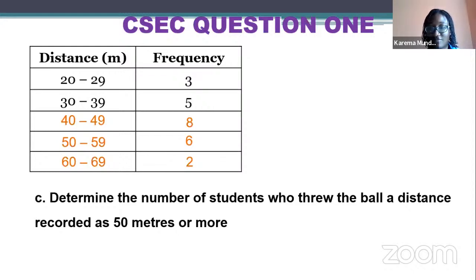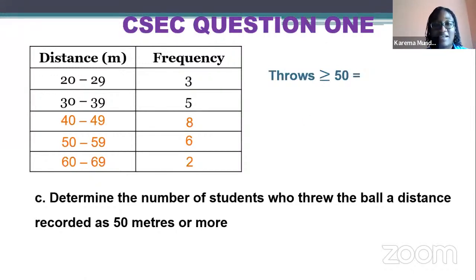Right, I'm seeing the responses coming in. Kelly, Martin, they're all saying 8. Dexton, join them as well. Good. So we had 6 students who threw the ball 50 to 59 meters. And of course, we had 2 students who threw the ball 60 to 69 meters.